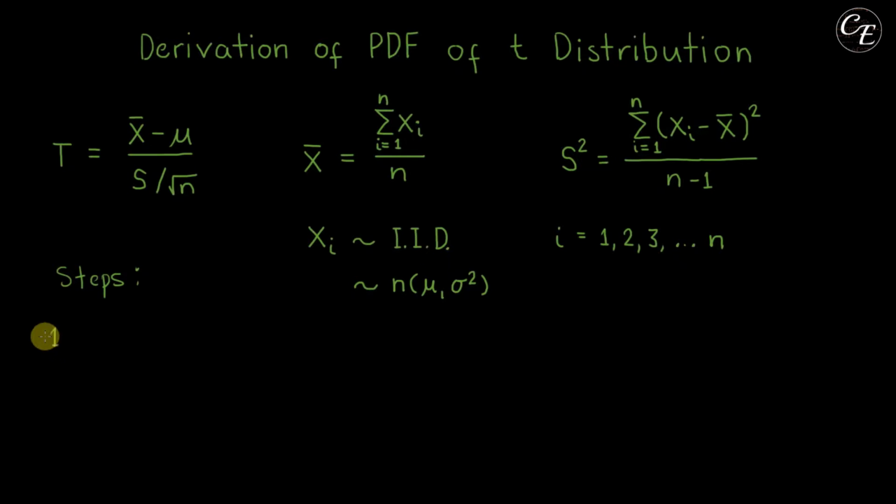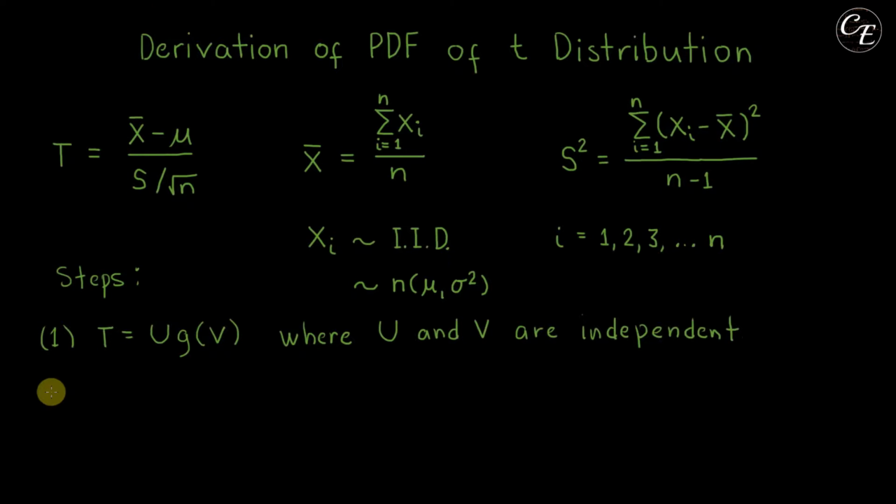The first one is to re-express this expression as a product of a random variable which has a known distribution and a function of another random variable v, also with known distribution. This u and v must be independent of each other.